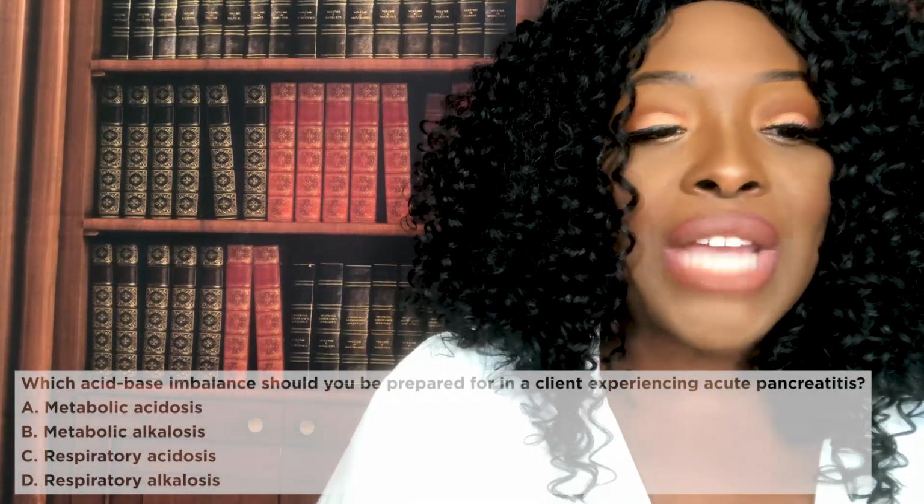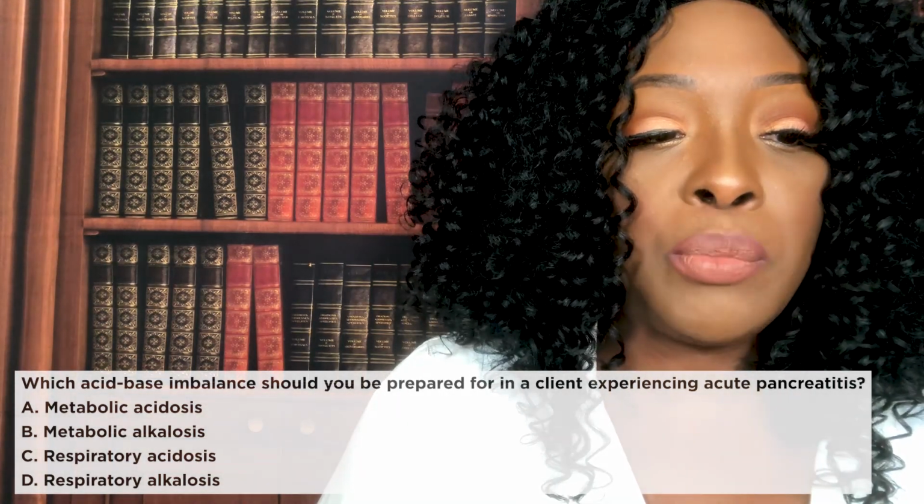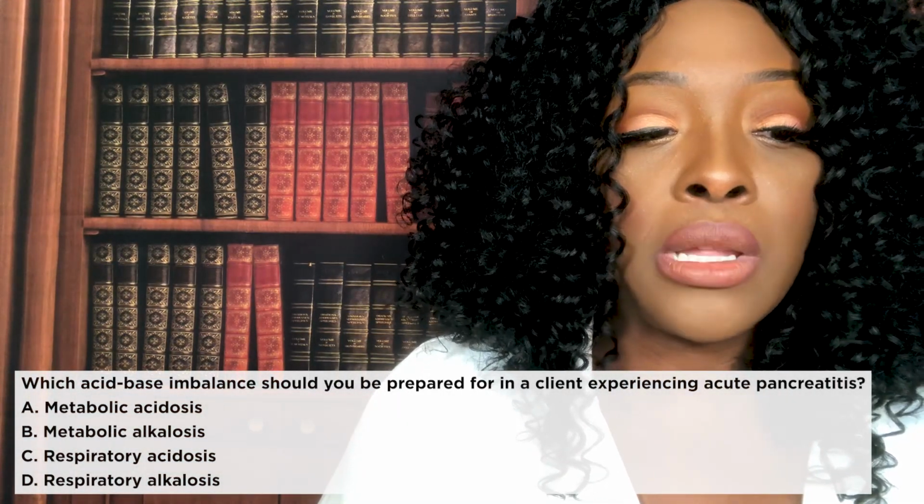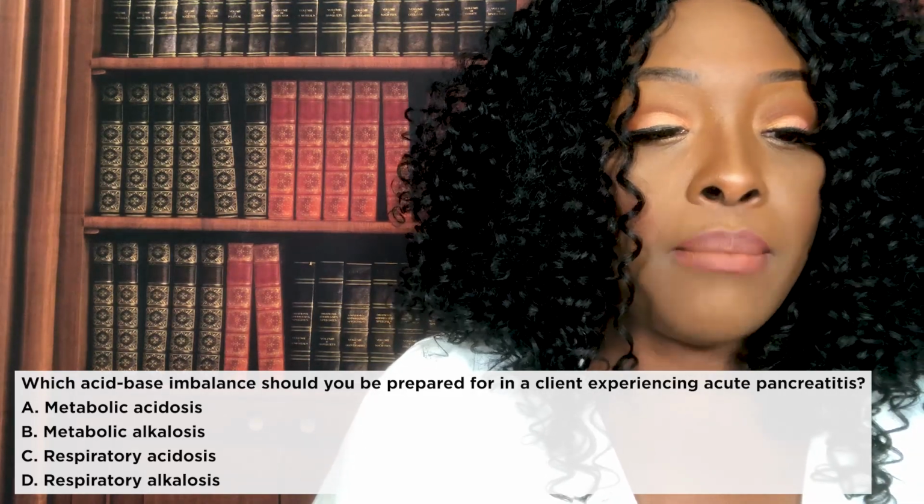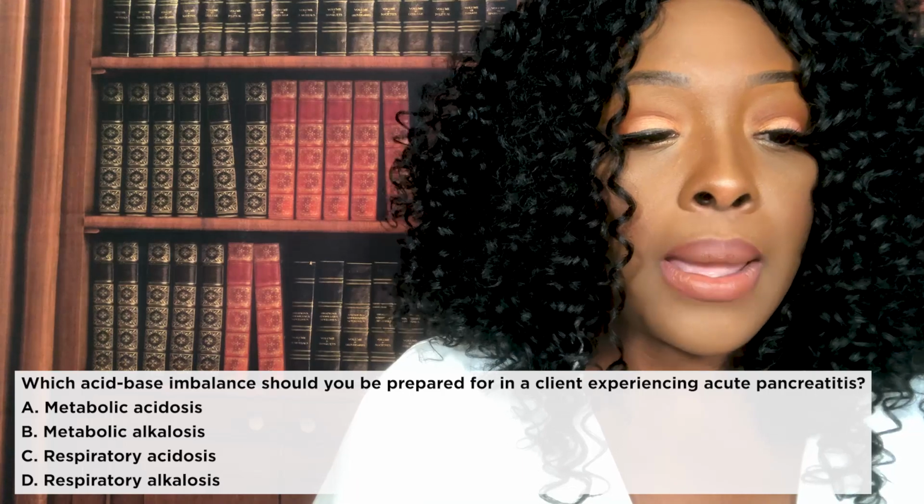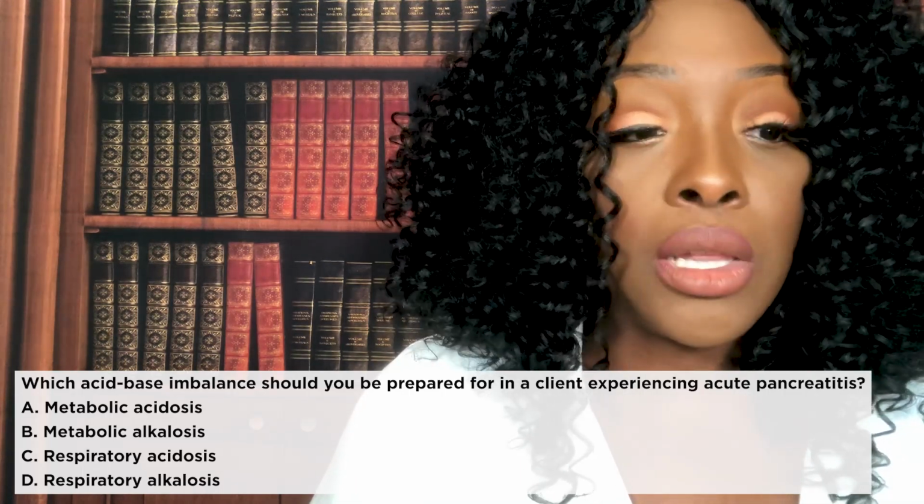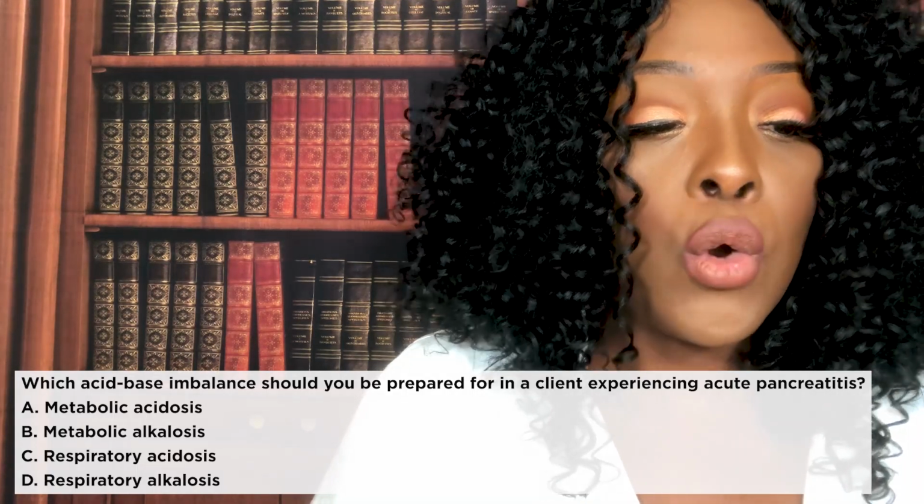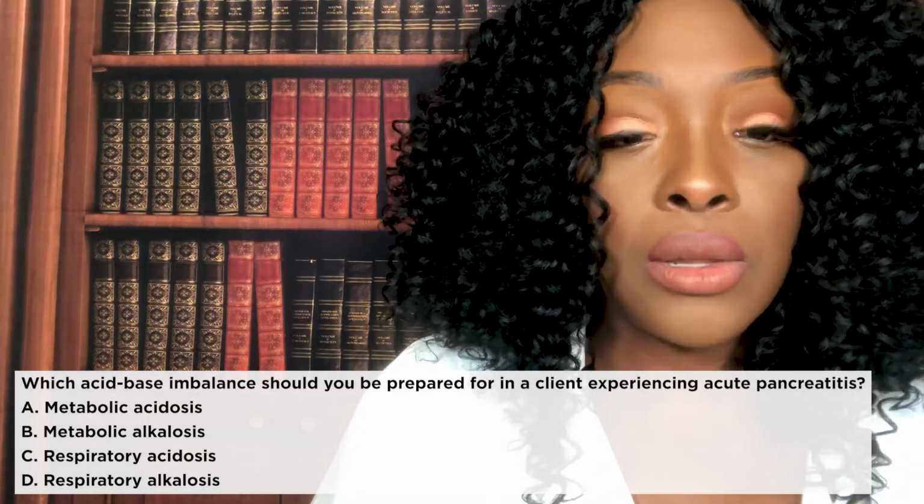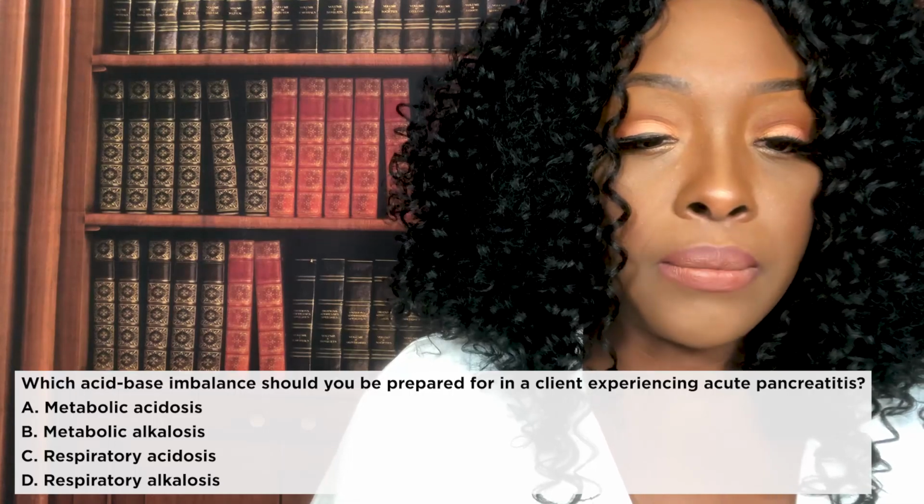Next question. Which acid-base imbalance should you be prepared for in a client experiencing acute pancreatitis? A, metabolic acidosis. B, metabolic alkalosis. C, respiratory acidosis. Or D, respiratory alkalosis.